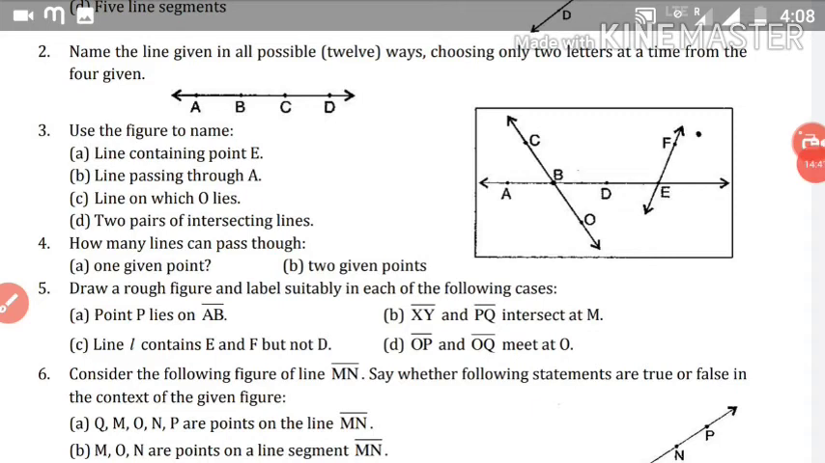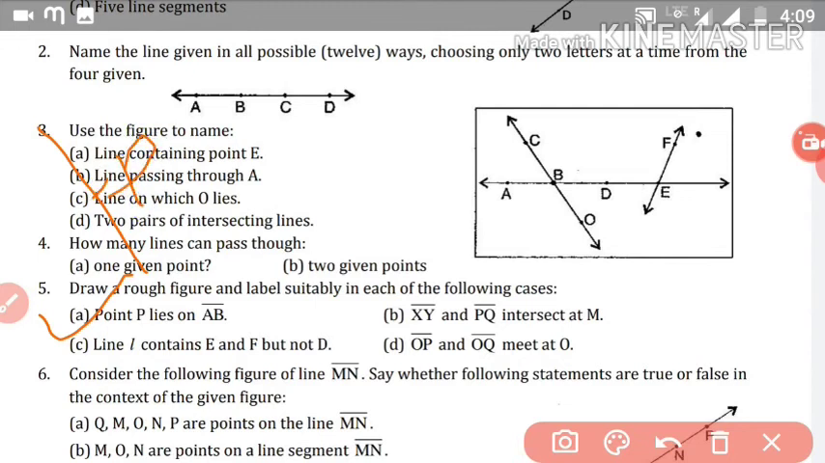Next question, XY and PQ intersect at M. Now come to question number 5. Draw a rough figure and label suitably in each of the following cases. Now part A, point P lies on AB. You have to draw one line AB and P should lie on that line. Suppose this is A and this is B, and P lies on the line AB.